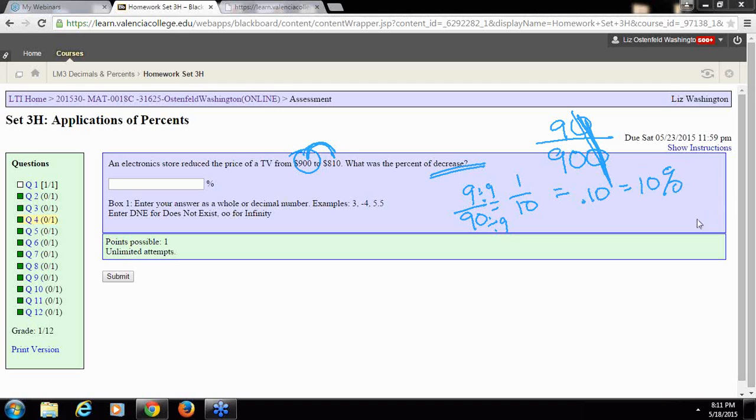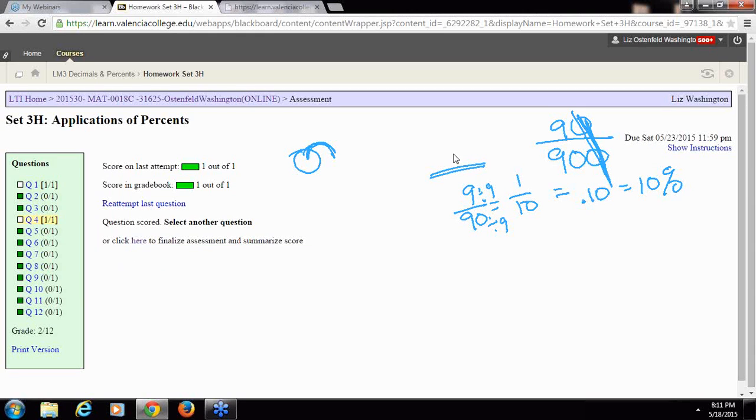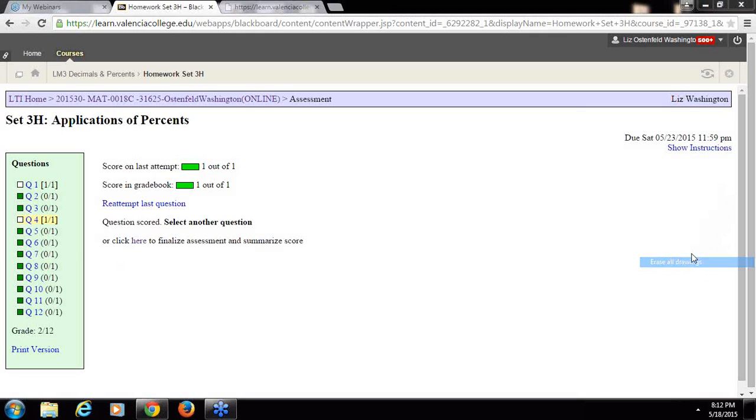So I'm going to take my pointer here and I'm going to go ahead and write 10. There we go. Any questions about that? All right, very good, guys.